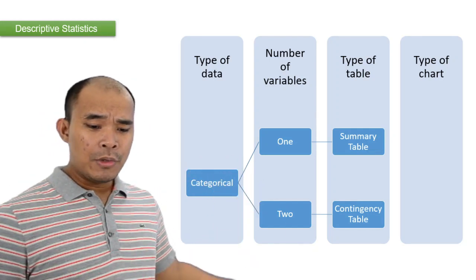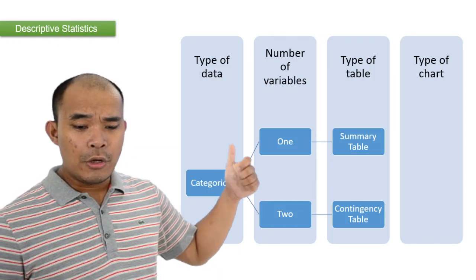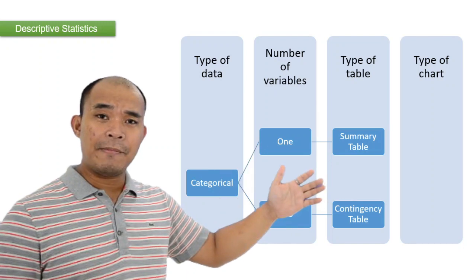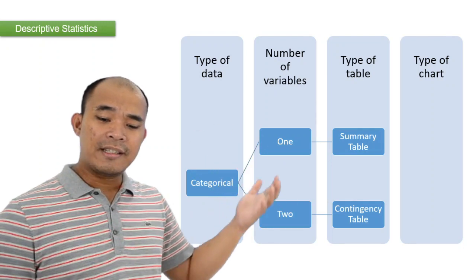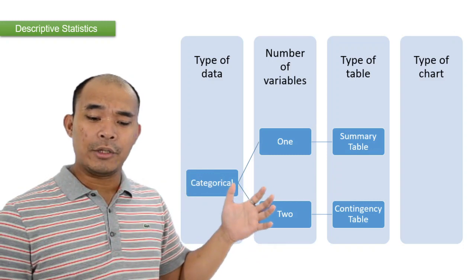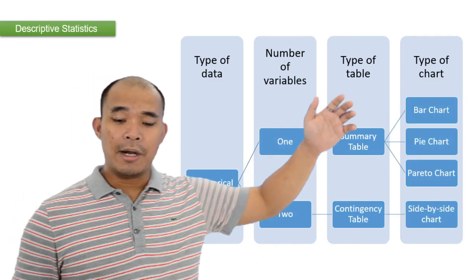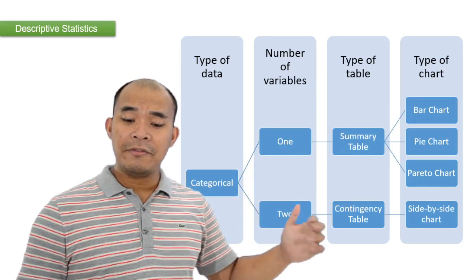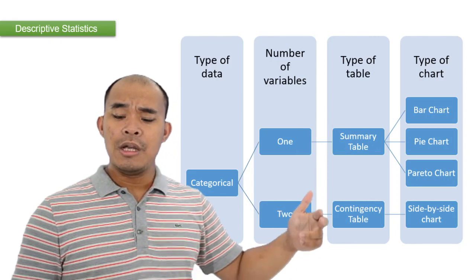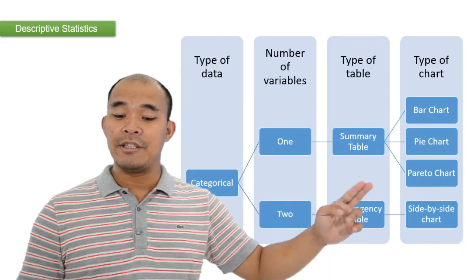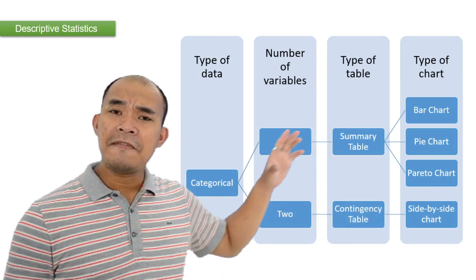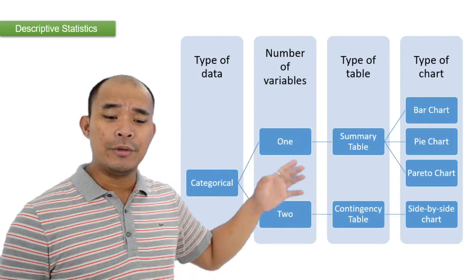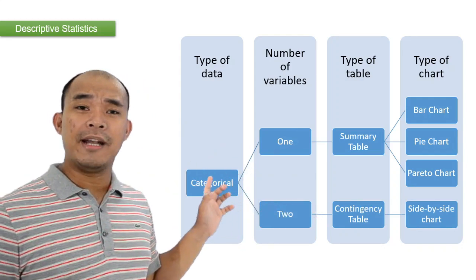So, types of charts. For example, if you have a categorical variable with only one variable, then for the tables, you're going to use the summary table, and if you're going to make a graph for it, you're going to use the bar chart, pie chart, and Pareto chart. Okay? If you have two categorical variables, the chart that you're going to use is the side-by-side chart. Okay, so this flow chart will help us decide what type of chart we are going to use based on the type of data that we have in our study.